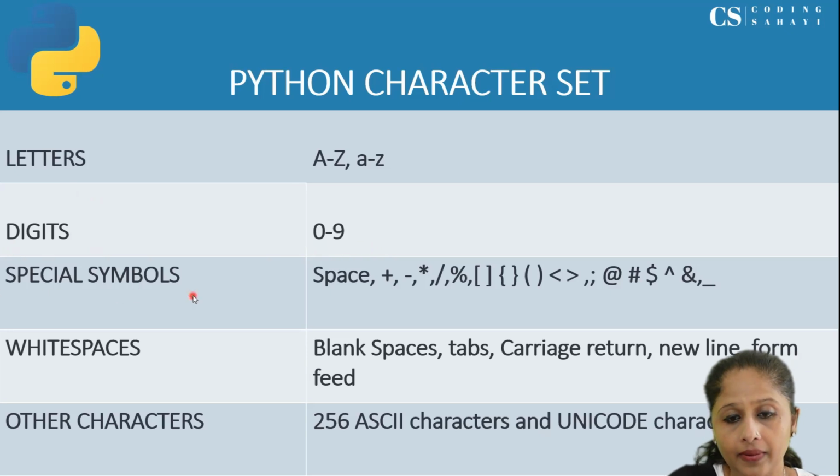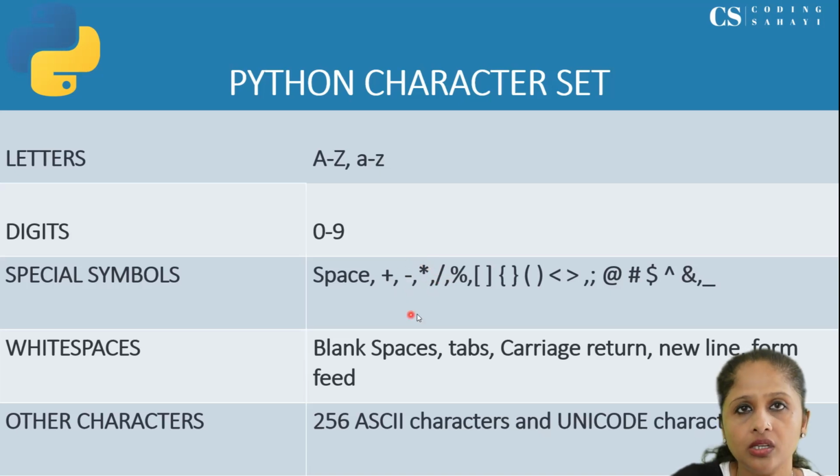Then we have special symbols like space, plus symbol, minus. For multiplication we use the star symbol in Python. We don't use x; x is considered only as the character or alphabet x. So the star symbol is used for multiplication. Then division, percentage, square brackets, curly brackets, curly braces, parenthesis, angle brackets, comma, semicolon, at the rate, hash, dollar, caret, ampersand and underscore. All these special symbols are used by Python.